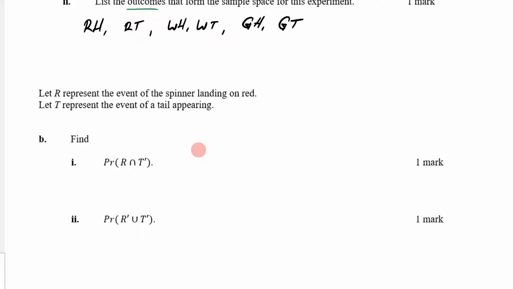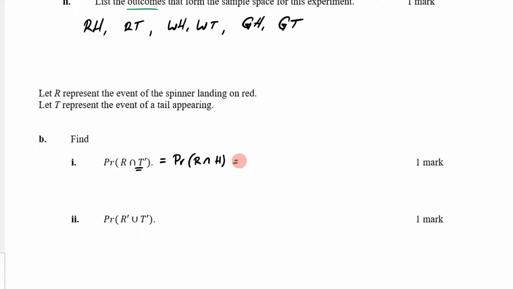Let R represent the event of the spinner landing on red. Let T represent the event of a tail appearing. Okay, so we've got this. What's the probability of getting a red intersection of a complement of T? So anything but a T. The trick with this is recognizing what this means. This means anything but a tail. And what is the only opposite of a tail? So what's the only alternative to a tail? It's a head. So it's just the probability of getting a red and a head.